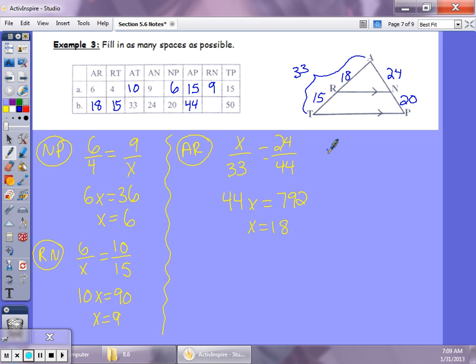So now the only thing that we have to find is RN. So for RN, we're going to use the proportion 18 over x and set that equal to 33 over 50. And when we cross multiply, we're going to get 33x is equal to 900. And when we divide, we are going to get a fraction, so we're going to reduce this as far as we can. And we're going to get 27 and 3/11. So now we know that the length of RN is 27 and 3/11.